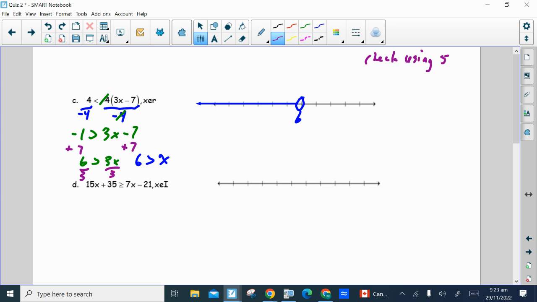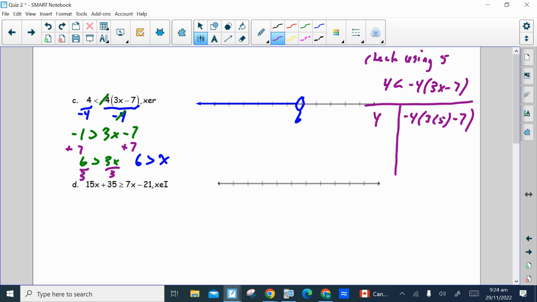That's a number less than 6. So 4 should be less than -4 times 3x take away 7. So this is our check. The number on the left should be less than the number on the right. So 3 times 5 take away 7.